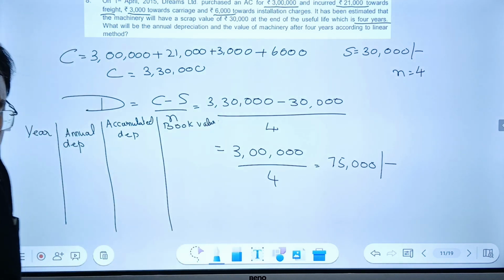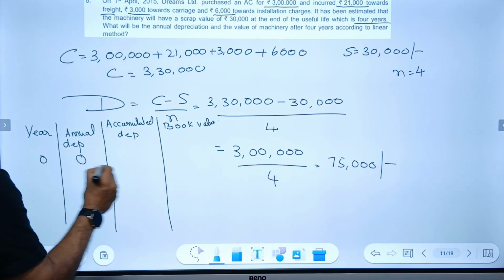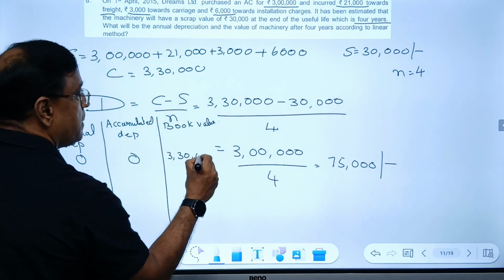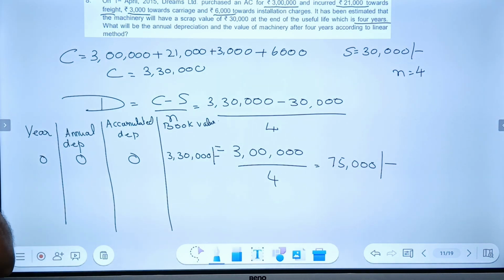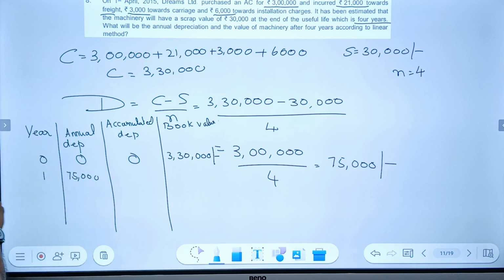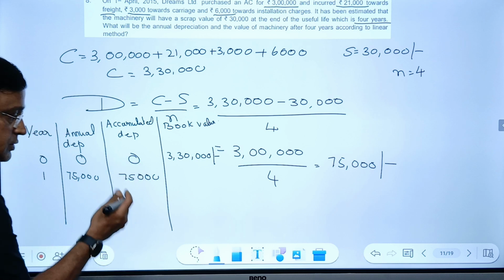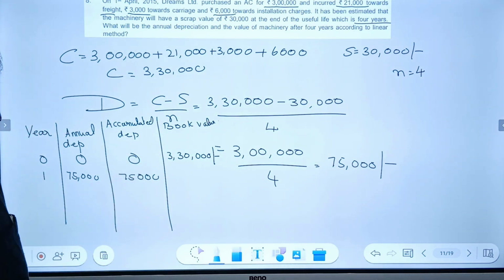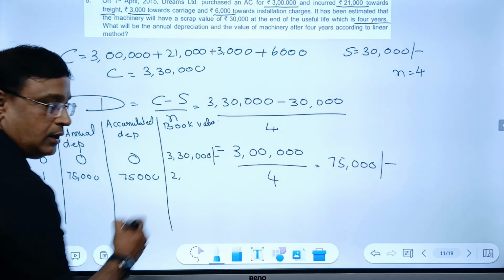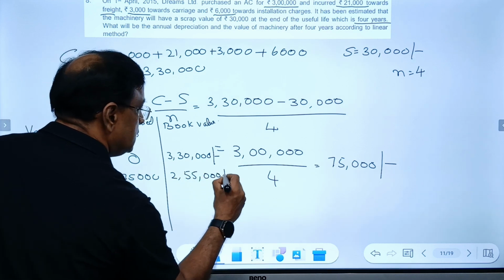So how does it work? In the beginning, depreciation is 0, accumulated depreciation is 0, and the book value is 3,30,000. This is the first row. Now, after 1 year, it undergoes a depreciation of 75,000, and depreciation is also accumulated. Accumulated is 75,000, and if you subtract 75,000 from 3,30,000, the book value will be 2,55,000. If there is any calculation mistake, correct it.